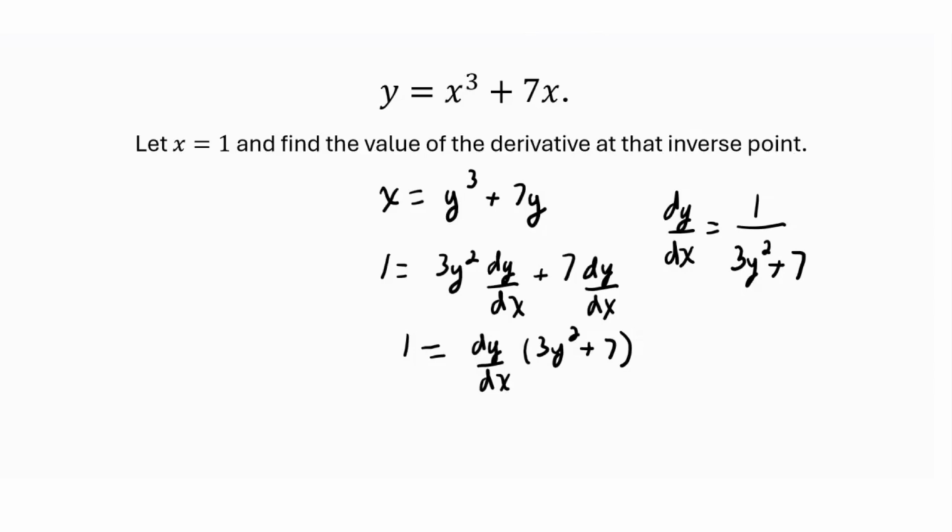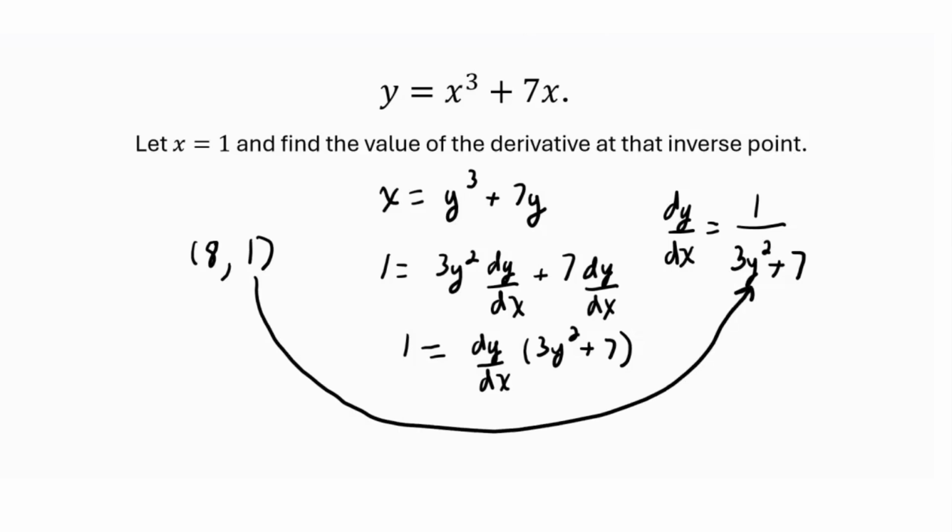And then we're going to take our inverse point. So we know the point on the inverse would be (8, 1). We're going to plug in the y value and we would get 1/10. So that is another way that I have taught it before. The AP is going to use the concept of the original function's derivative, the inverse, and I'll show you when we do some AP problems later, but this is another way to do it.